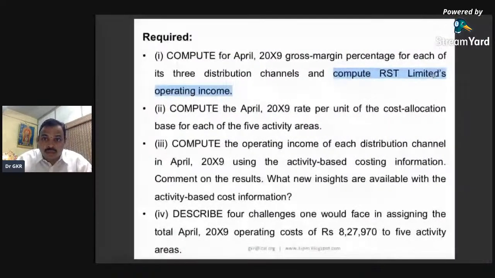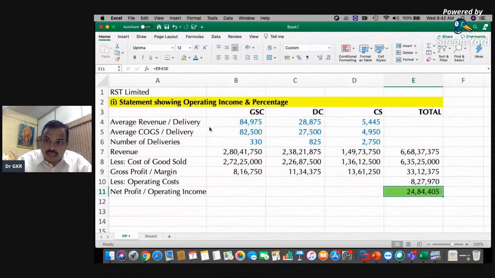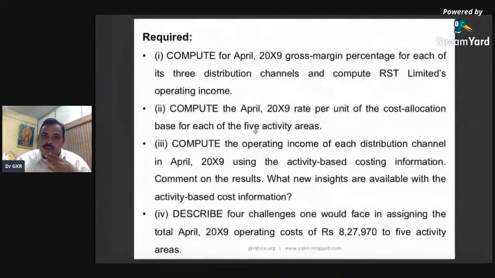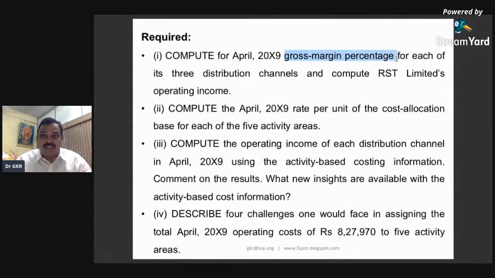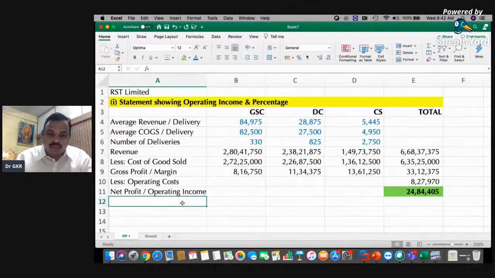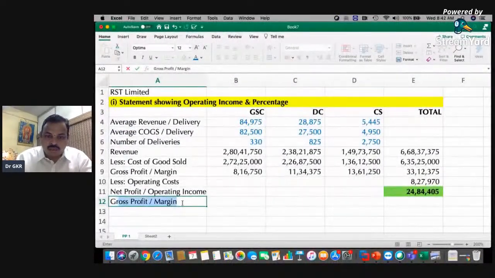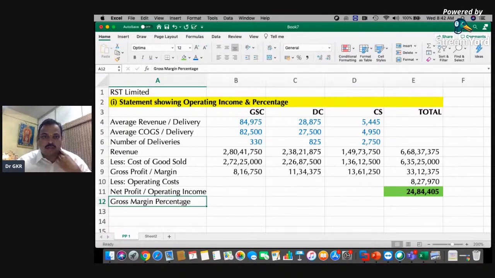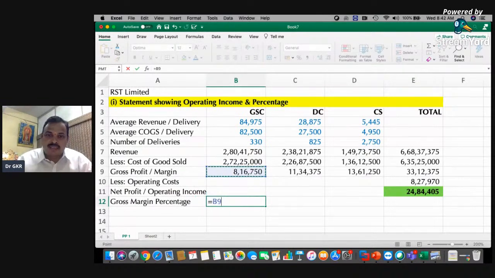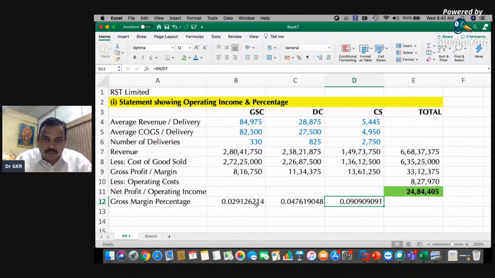Remember, this is RST's operating income, in green color, and your gross profit margin percentage. Margin percentage means you got the margin. Now what is your gross margin percentage? That is your GP ratio. So what is your GP ratio? 8,16,750 divided by 2,80,000. So this is your gross profit margin. This is your GP margin.